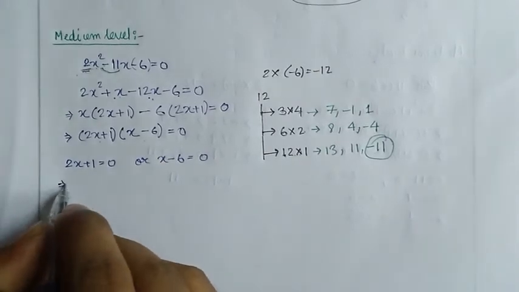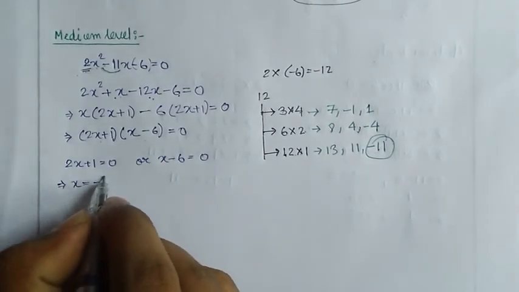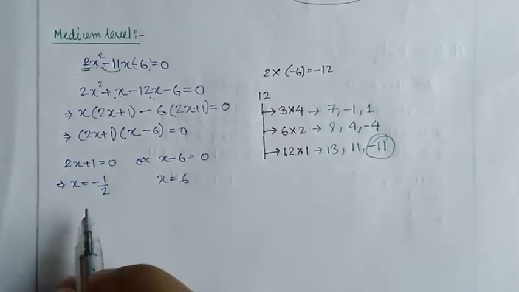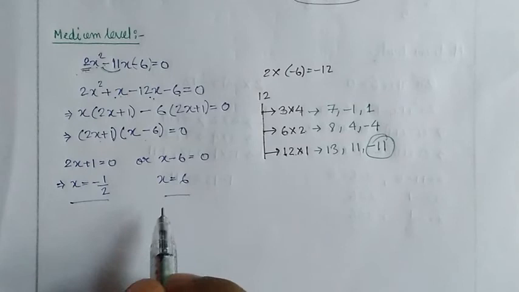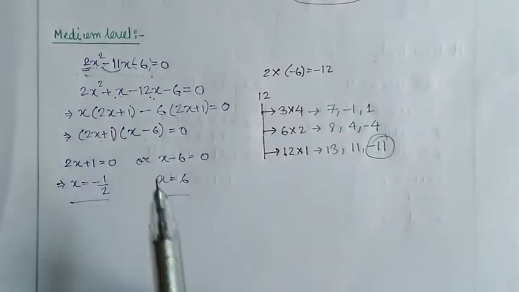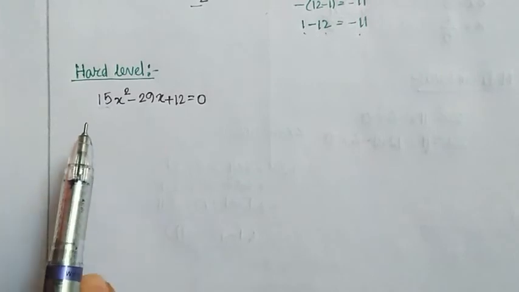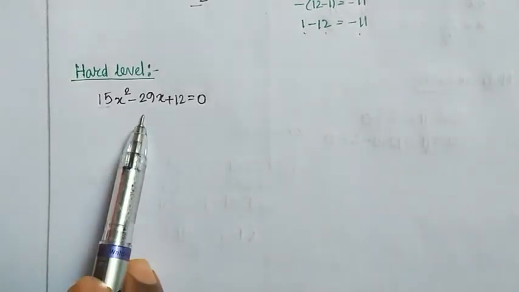Solving this, we get x equal to minus 1 by 2 and x equal to 6. So these are the roots or zeros of this quadratic equation. Let us see the hard level equation: 15x square minus 29x plus 12.